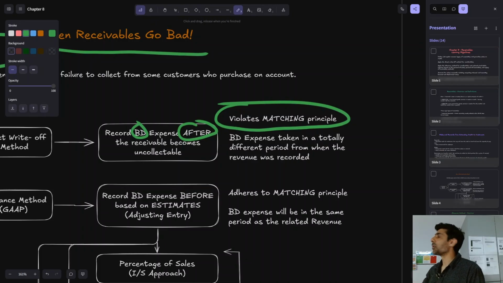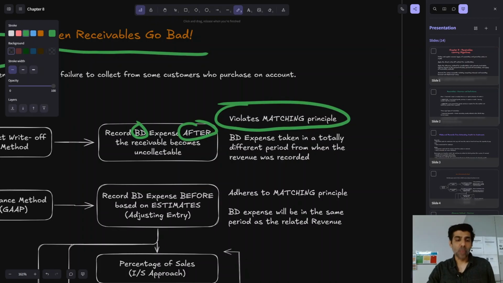Though this is simpler because we don't have to do any estimating, we just wait until we have a receivable that's uncollectible and then deal with it, it's not in line with the matching principle. We risk having overstated our profitability in a previous period. Maybe we generated a bunch of sales by extending credit to customers who are not trustworthy. In that period, our revenue would have been really high, but only later would we realize those customers are not going to pay us, and we would have to take a big expense in that later accounting period. We want to avoid that.